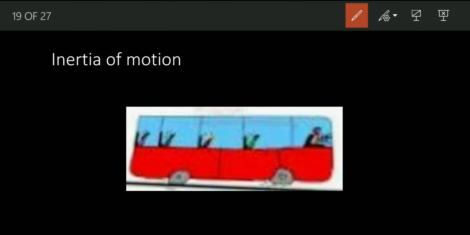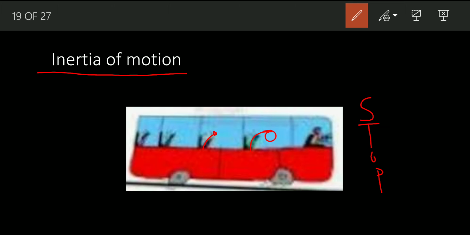Now let us see inertia of motion. In inertia of motion, you might have observed that when we are traveling in a bus, sometimes the driver applies the brake and the bus stops. Then what happens? We are all thrown in the forward direction because we are in a state of motion, and when the bus suddenly stops, our body wants to stay in a state of motion, and this is what we call inertia of motion.